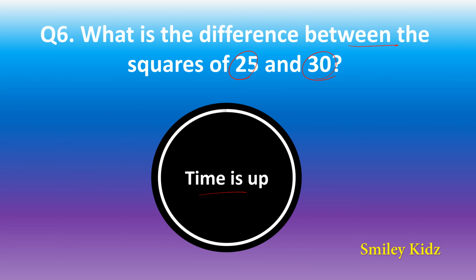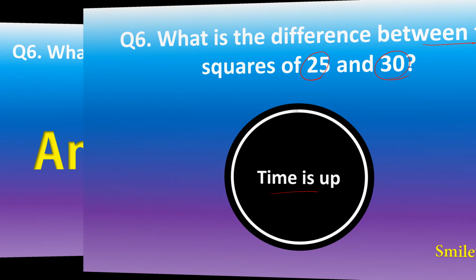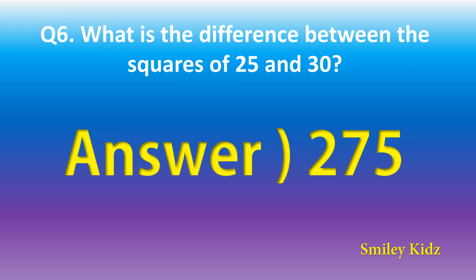Your time is up. And the right answer is 275. First, find the squares of 25 and 30. 25 square is 625. 30 square is 900. Now you can find the difference easily. 900 minus 625, that is equal to 275. Right? So the difference between the squares of 25 and 30 is 275.